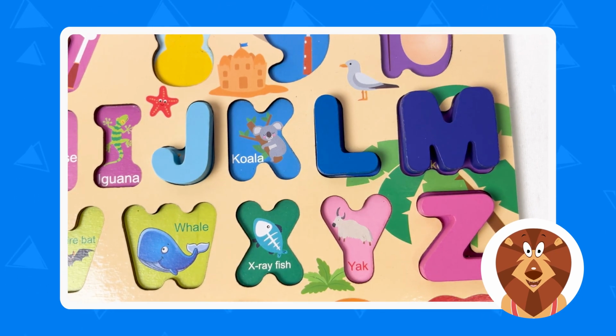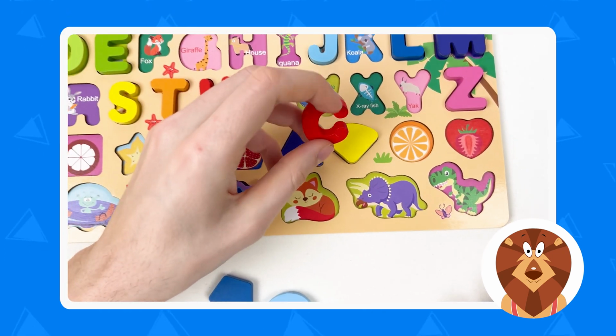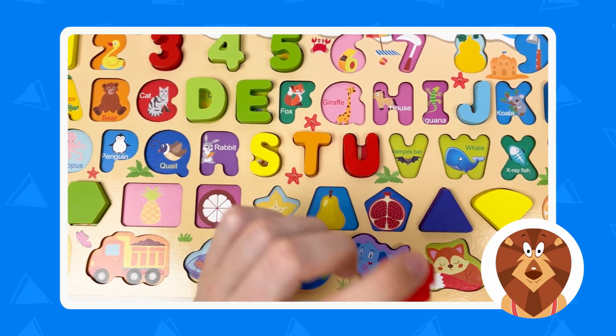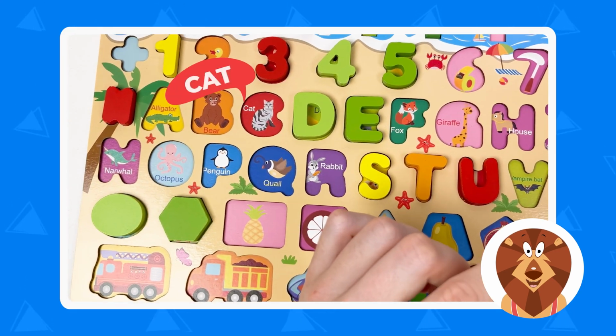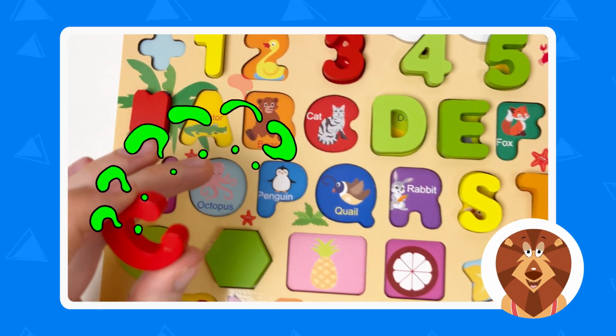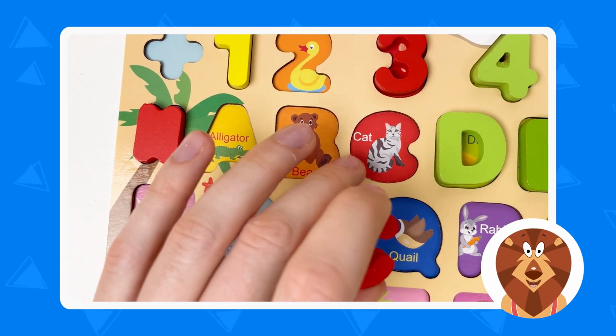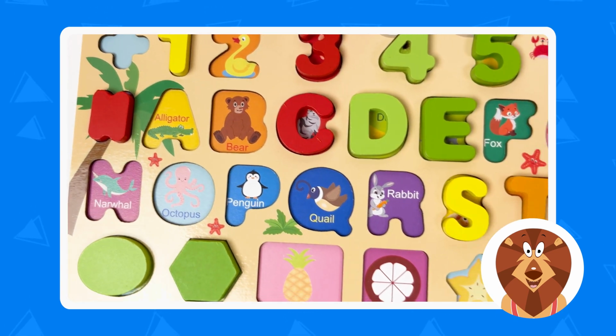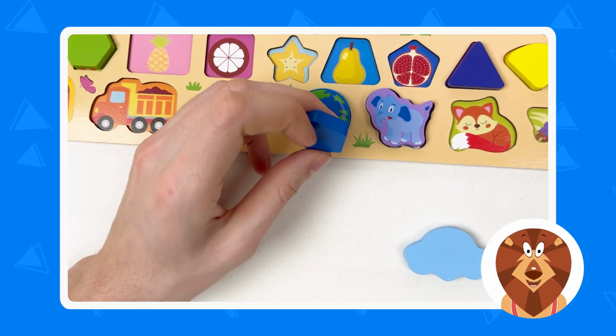Great. And let's take the next one. And here is this C. And we pronounce it like so we need to find the cat, right? Where's the cat? Yes, the cat is here. C, cat. Great. And next we have the shape.